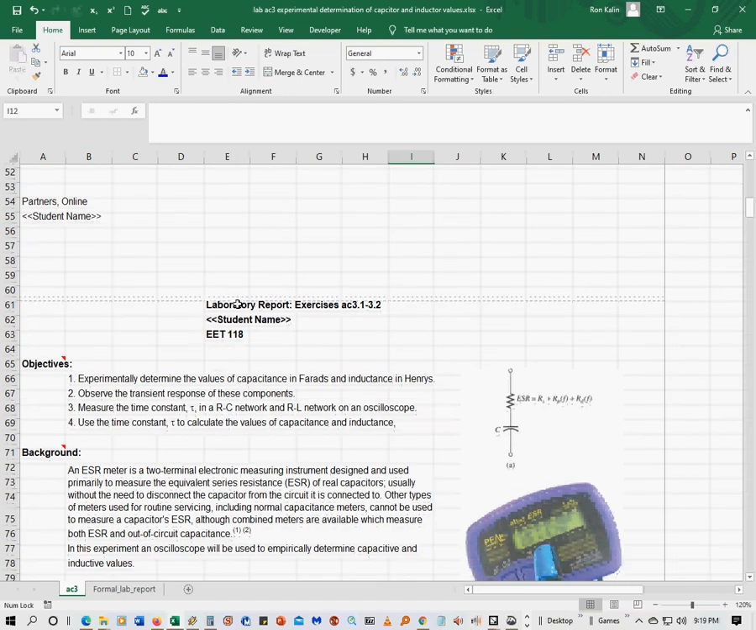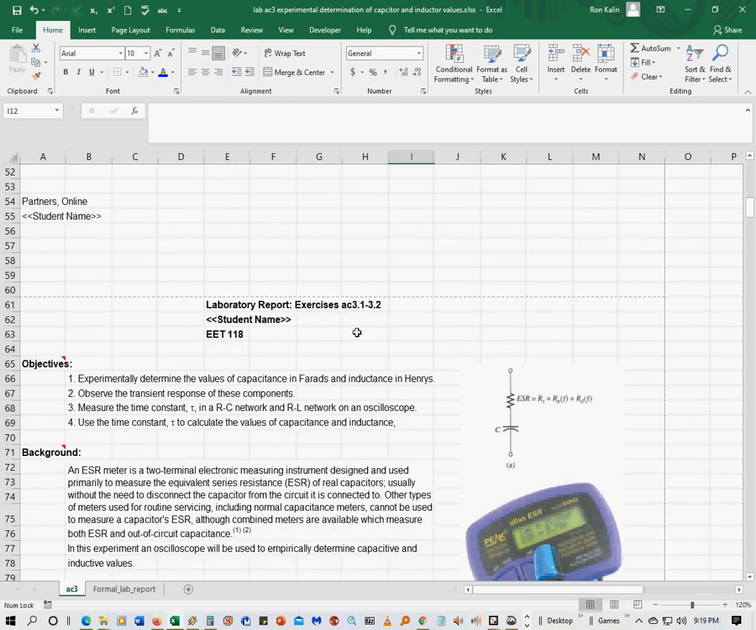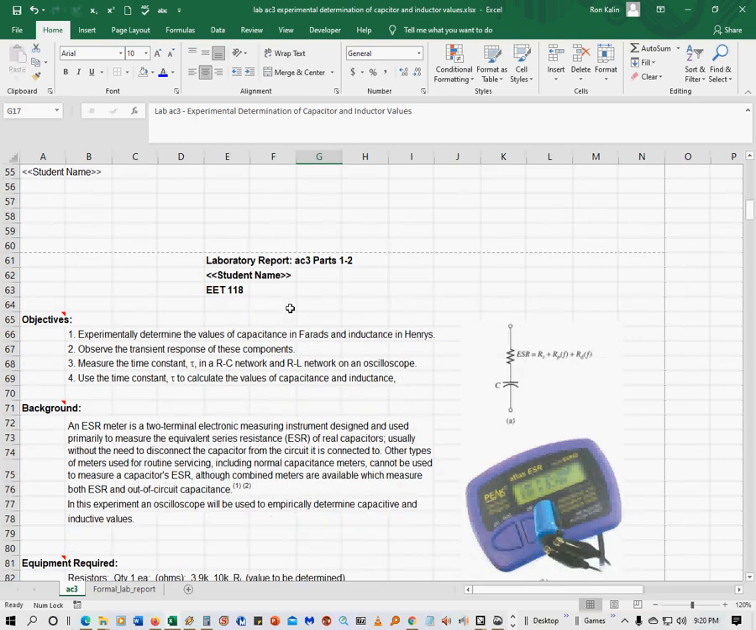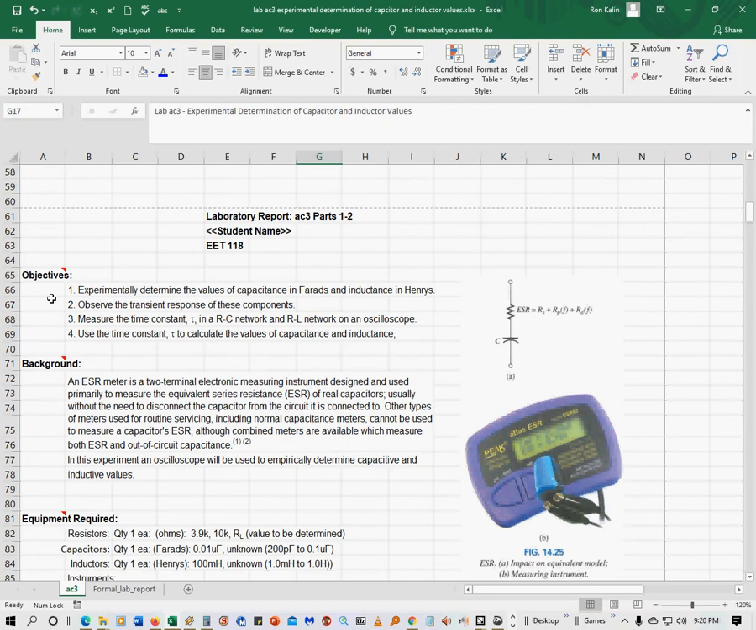So you put both partners' names there. And at the top of every page, I want a summary of what exactly this report is. So here's what that looks like. It's going to have the report, your name, the course name on it, just something like that, as long as it identifies those three things. The objectives are these. This comes straight out of the lab assignment. I just type these in directly.